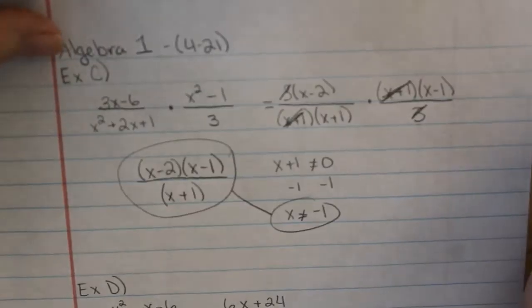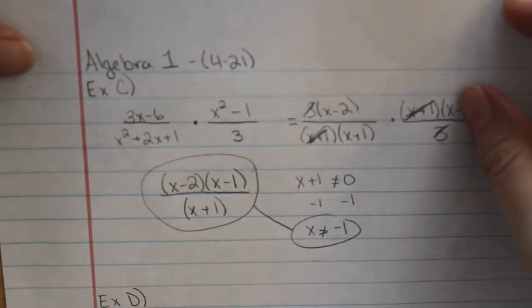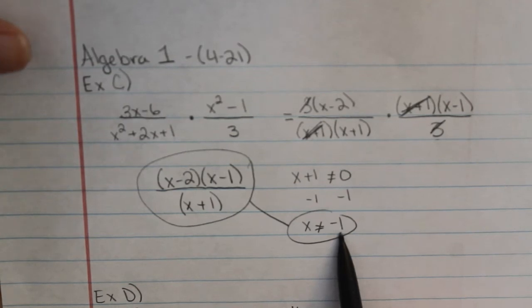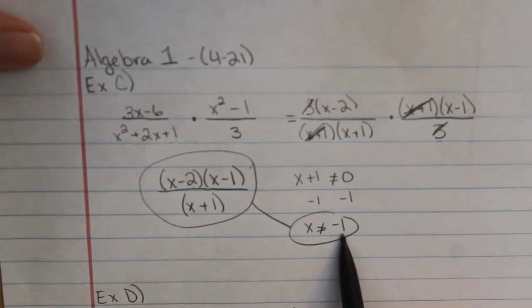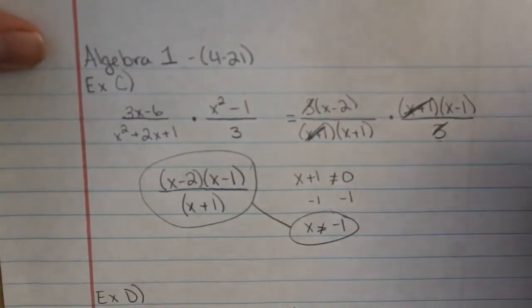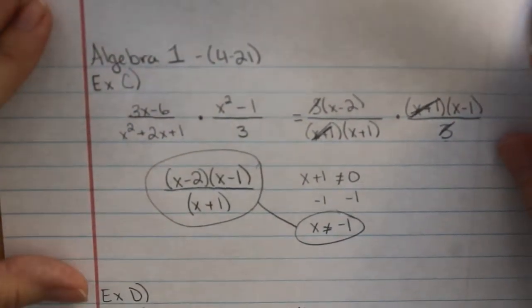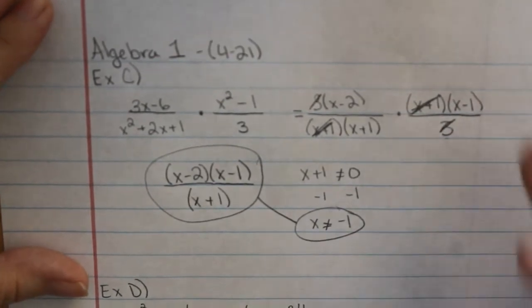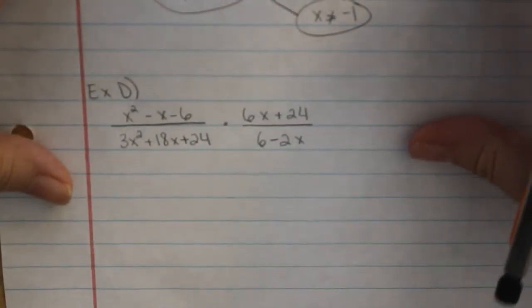So we've got our answer, and we've got our excluded variables. Now what these excluded variables mean, if you forgot from last week, is that if I were to plug in -1 for x in the equation, I would end up with a 0 on the bottom. I cannot have a 0 on the bottom because that means that my equation is undefined, and we do not like undefined equations. So x cannot equal -1. Moving on to our next one.